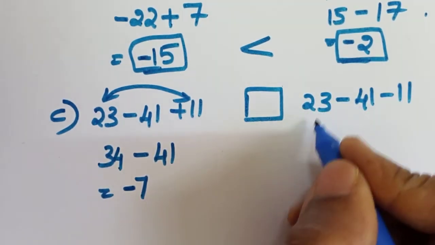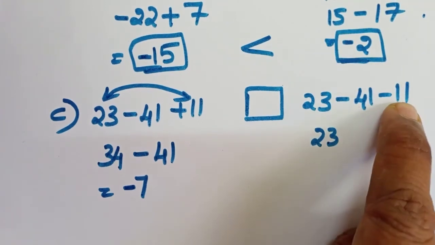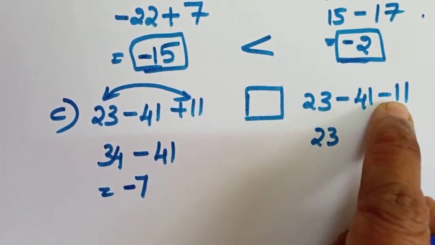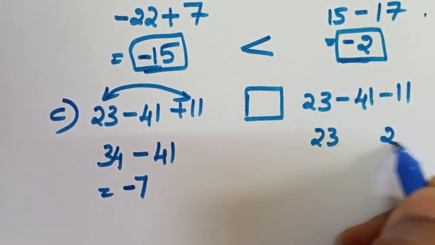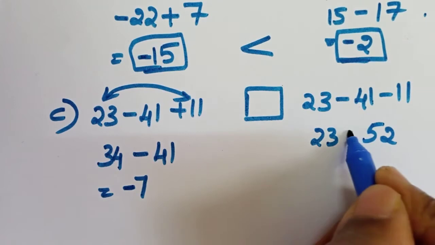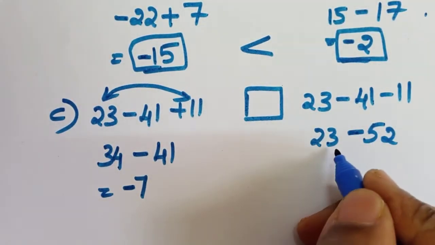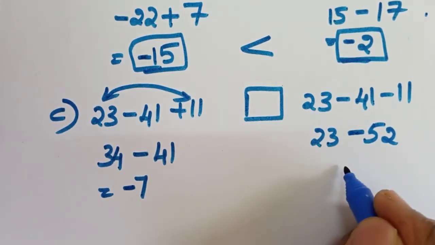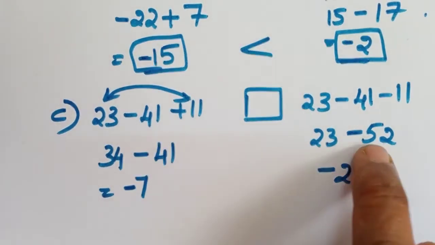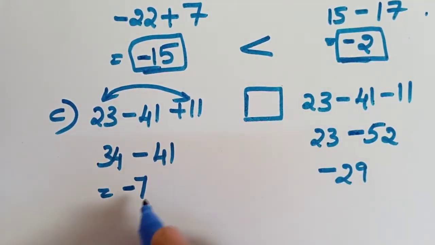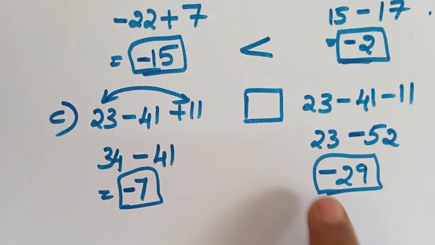This side let us consider. 23 is only positive but minus 41 minus 11. Both are having minus and minus sign. So we should add them up. So what will I get? 1 plus 1, 2. 4 plus 1, 5. Minus 52 I am getting by adding them both. So 23 minus 52. I will get 29. But I should give a minus. Why? 52 is bigger. It is having a negative sign. So this side I have minus 7. And this side I have minus 29.